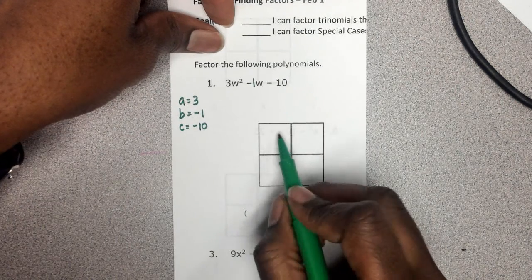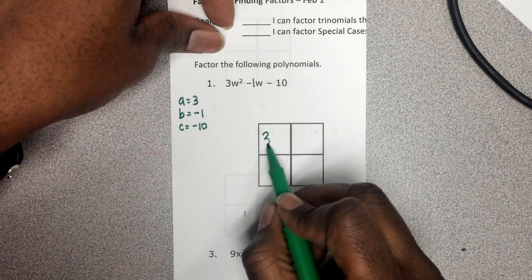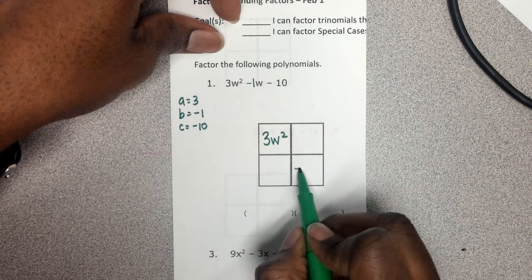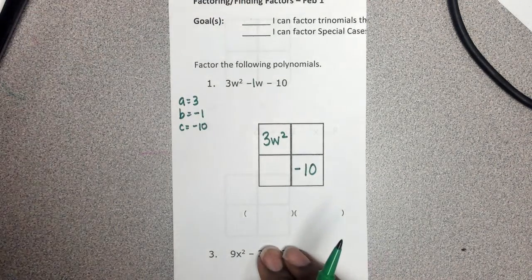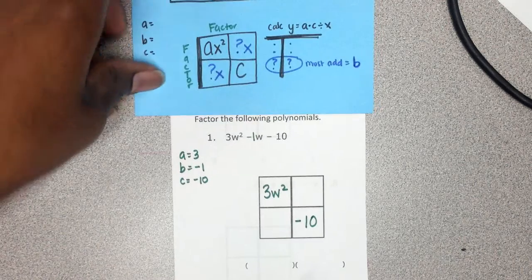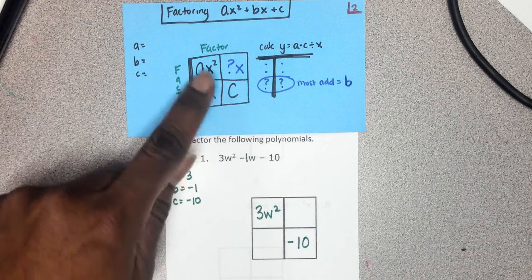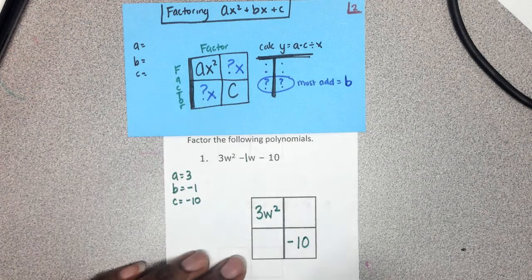Our next step is we fill in our box. So we go straight over to the box. We got 3w squared because the ax squared always goes here, then the -10. Everybody from the classes should have this note card. This note card kind of guides you through each step, A, B, C. The only two things we could fill in right now is the A times C.